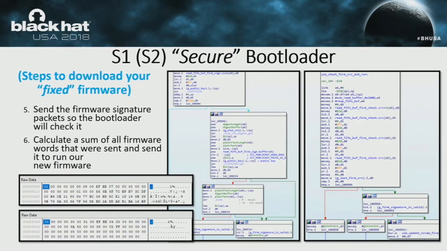At this moment, we must already have the SHA-1 calculated hash for the uploaded bytes, encrypted with the private key of the key pair that was generated at previous steps. Also, we need to calculate the sum of written half words. At the first step, we must send the signed hash so that the bootloader will check the data that was sent before. If signature validation fails, you will get a brick again.